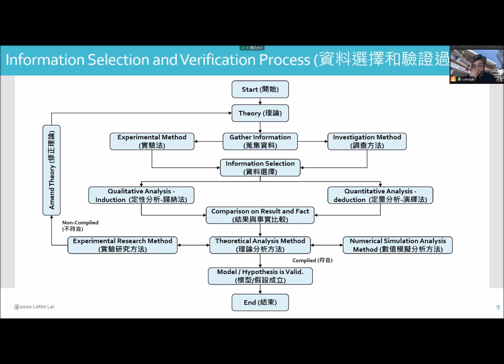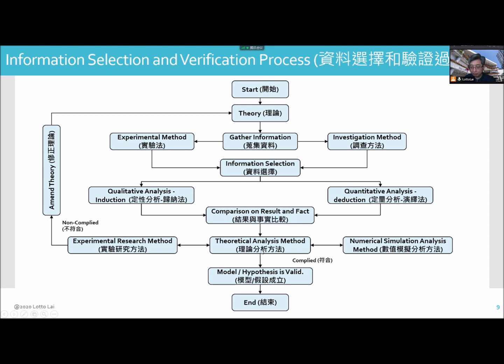There is a process for information selection and verification. When you start, you have a theory, and you need to collect different information, using either an experimental method or an investigation method. After that, you collect the information. You can use either qualitative or quantitative analysis and compare the results.